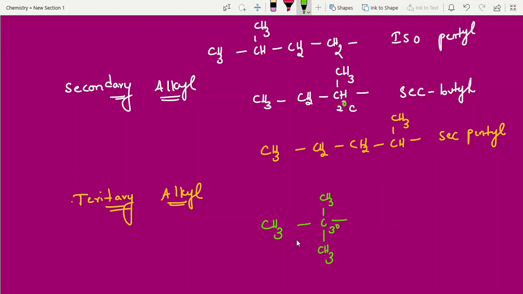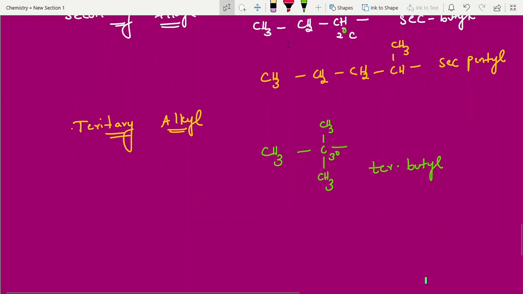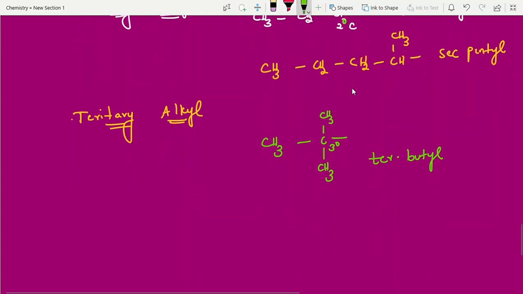Can you write tertiary pentyl? This is tertiary butyl. Totally how many carbons? 4 carbons. Now we will try to write tertiary pentyl. Totally how many carbons? 5. CH3, CH2, CH3, CH3. What is the difference? Here one methyl group, here ethyl group. That's it. This is tertiary pentyl.